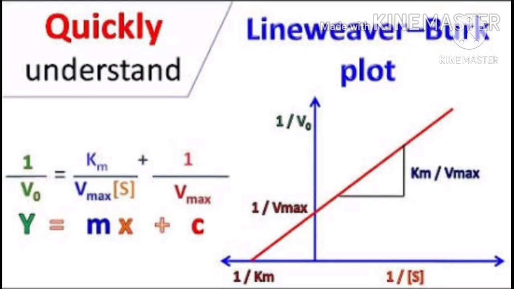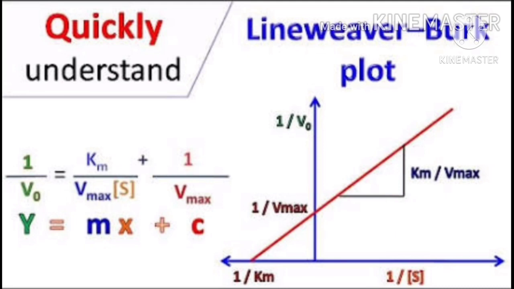There are certain drawbacks for the Michaelis-Menten equation. For our easiness, we are taking the reciprocal of the Michaelis-Menten equation. You know that the Michaelis-Menten equation is V0 is equal to Vmax into S divided by Km plus S. When we take the reciprocal, it will be 1 by V0 is equal to Km divided by Vmax into S, plus 1 by Vmax. When we plot this equation on a graph, we get a graph like that, and this graph is known as the Lineweaver-Burk plot.